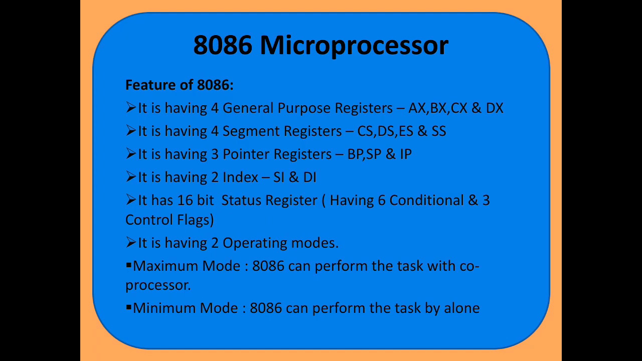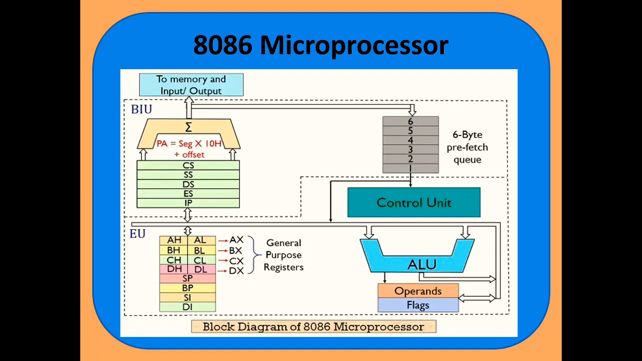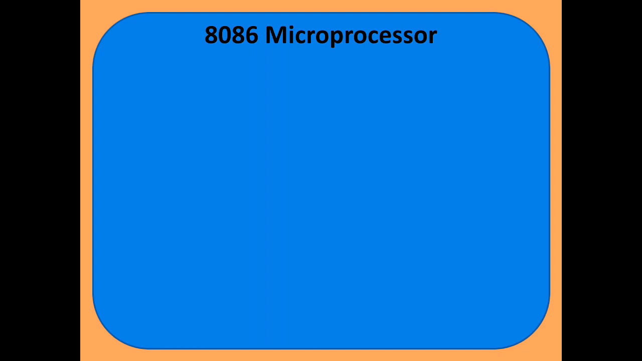In maximum mode, we have a chance to perform functions using the microprocessor and other coprocessors. Coming to the architecture of 8086, this is the block diagram, or functional diagram, of 8086. This architecture is divided into two units: the bus interfacing unit and the execution unit.